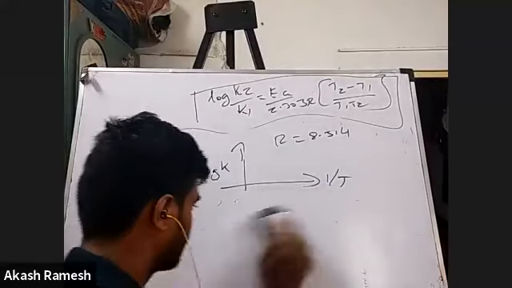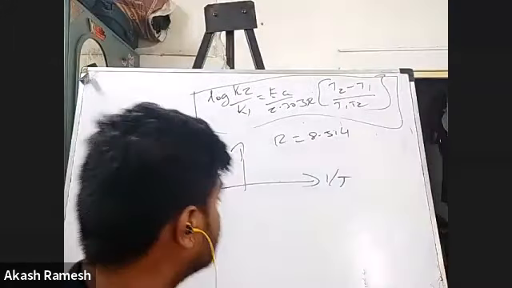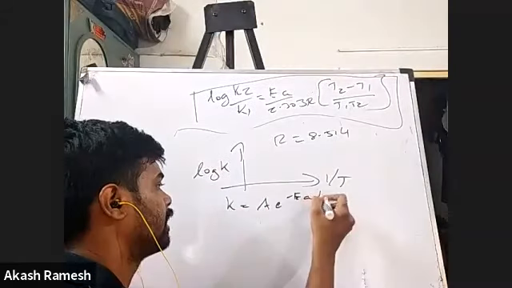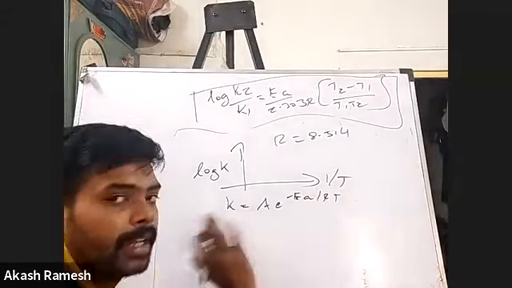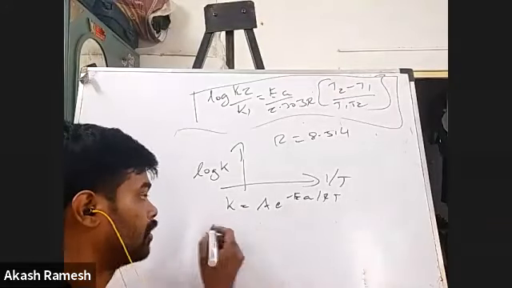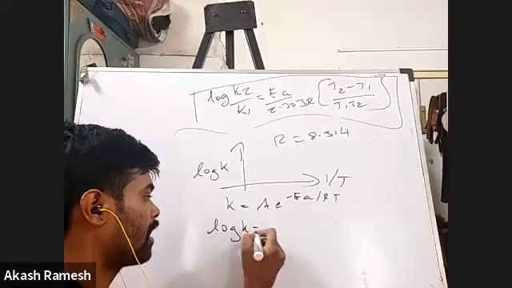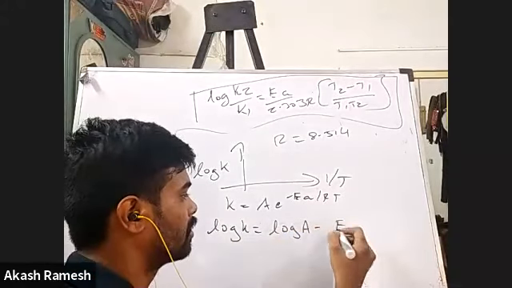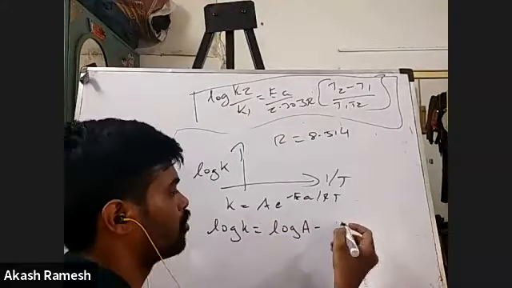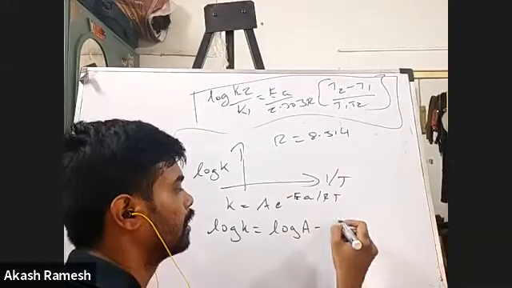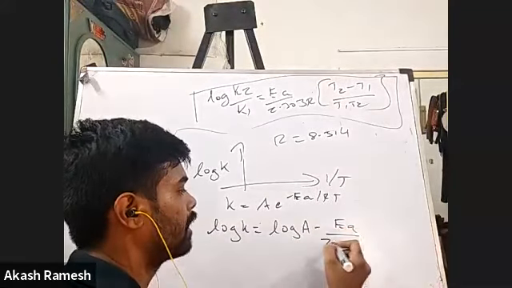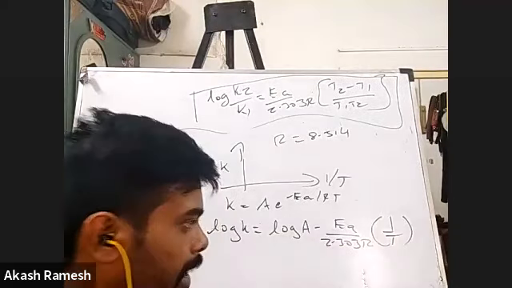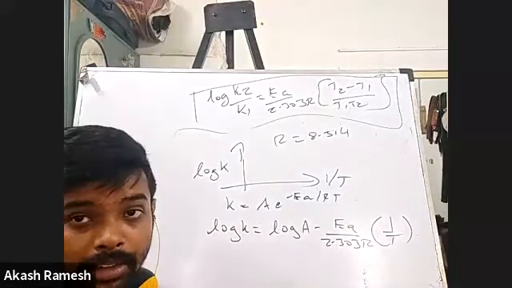It's very simple, right? So you had K equal to A e power minus EA by RT. So if I just take log on both sides, I can write it as log K is equal to log A minus, say if I write 2.303 also, minus EA by 2.303 R into 1 by T. Can I write it like this?